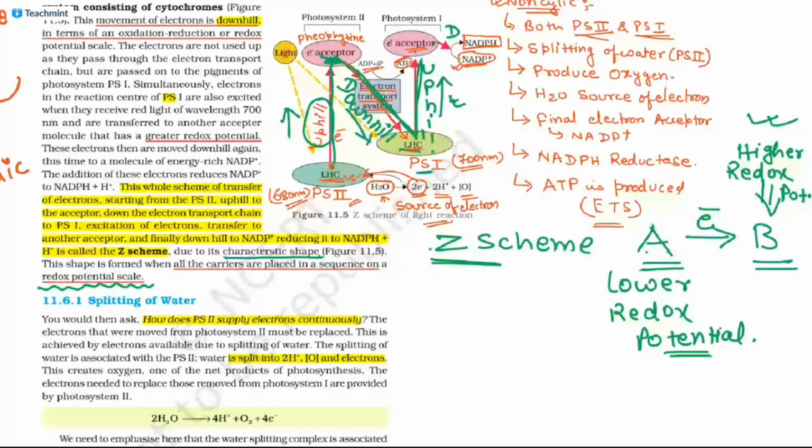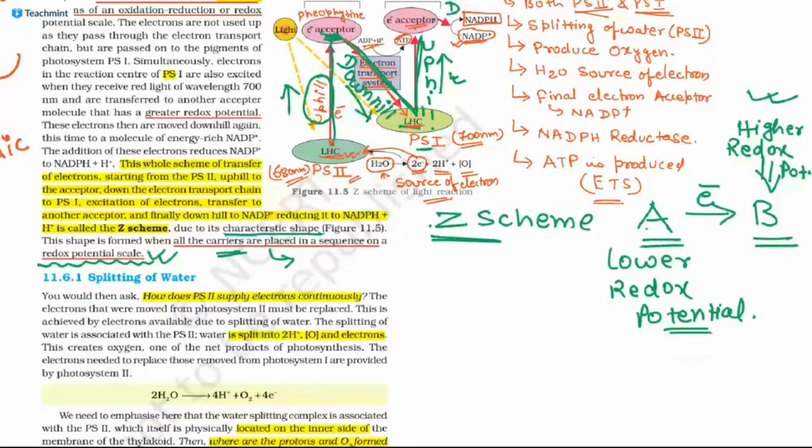So why is it called Z scheme? Because it's in the shape of Z. How is this shape formed? Due to uphill and downhill movement of electron. See here, read the last line. Last line important. This shape is formed when all the carriers are placed in a sequence on a redox potential scale. How is this Z scheme formed? When all the carriers are arranged on the basis of their redox potential scale, because electron moves from lower redox potential to higher redox potential. Is this point clear? Yes, sir.